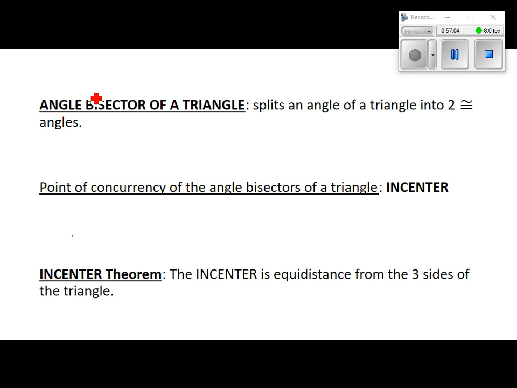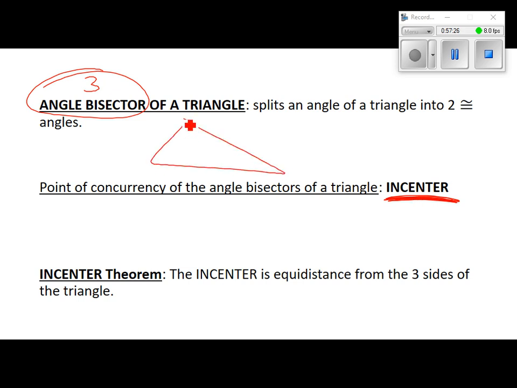Angle bisector of a triangle again. How many angles does a triangle have? 3. So it's going to have 3 angle bisectors. Every triangle is going to have 3 angle bisectors. The point of concurrency of the angle bisectors is called the incenter. The way I remember incenter for angle bisectors, if I'm bisecting the angles, I'm just splitting all these angles up evenly. That point's always going to be where in this triangle? Sort of in the center. Now, it's not exactly in the center, but it's inside the triangle every time.